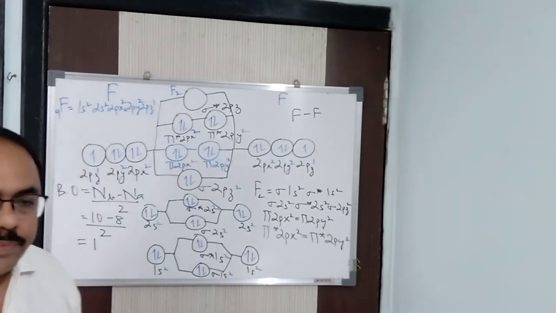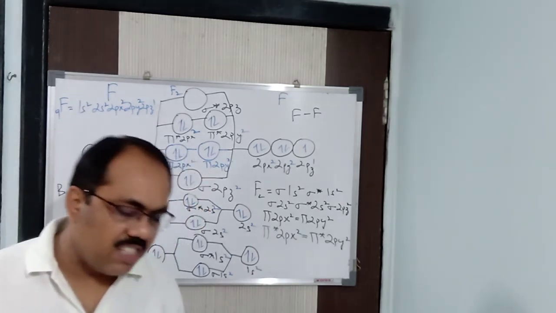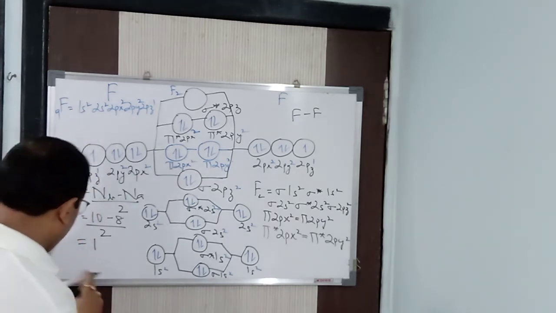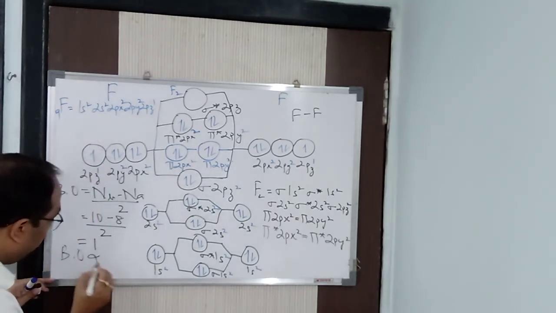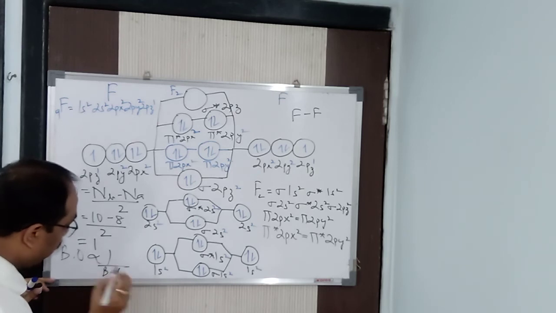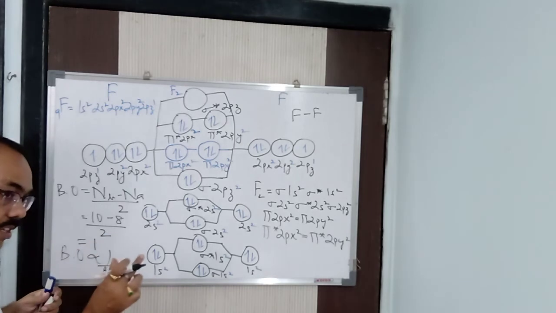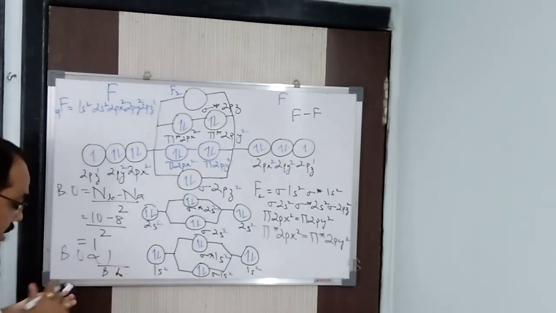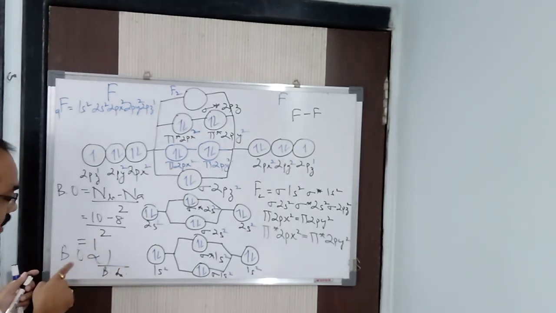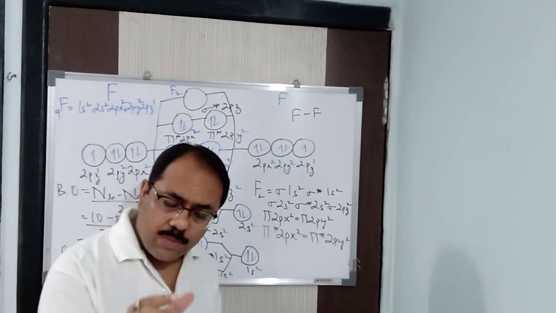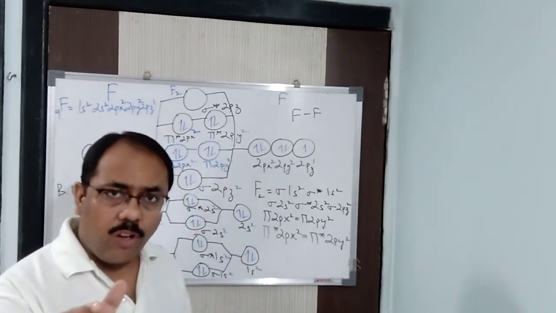Now next, bond order is inversely proportional to bond length. If the bond order is higher, the bond length is smaller. Suppose bond order is 1 and bond order is 2. When the bond order is 2, the bond length is smaller. Definitely, oxygen will have 2 bonds, so it will have a smaller bond length compared to fluorine.